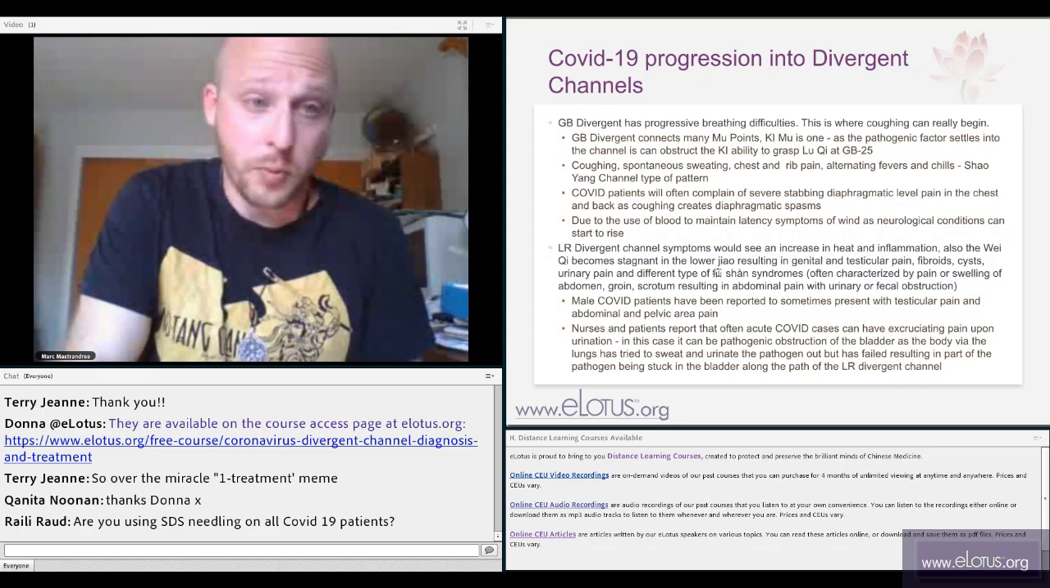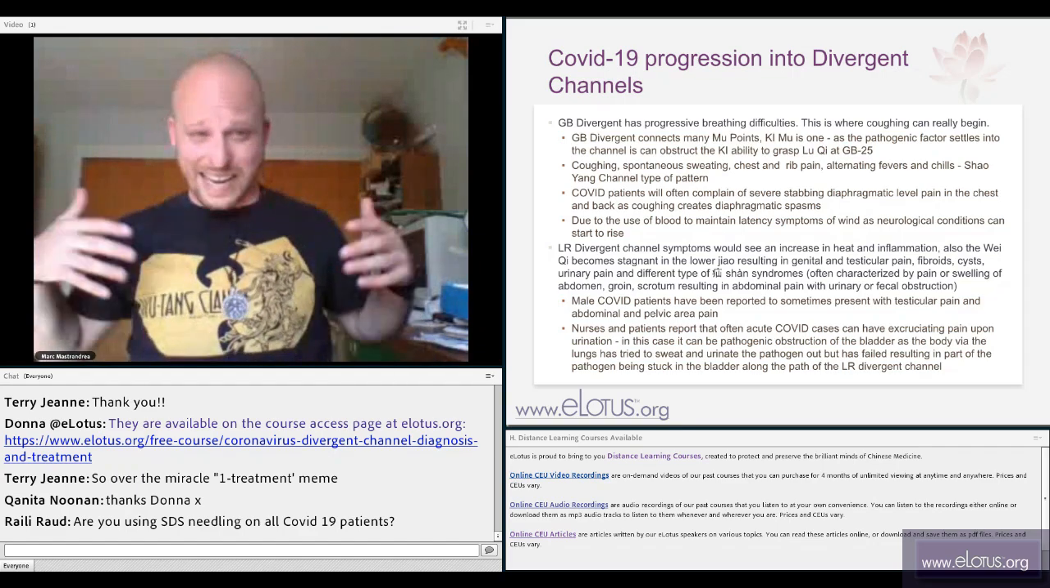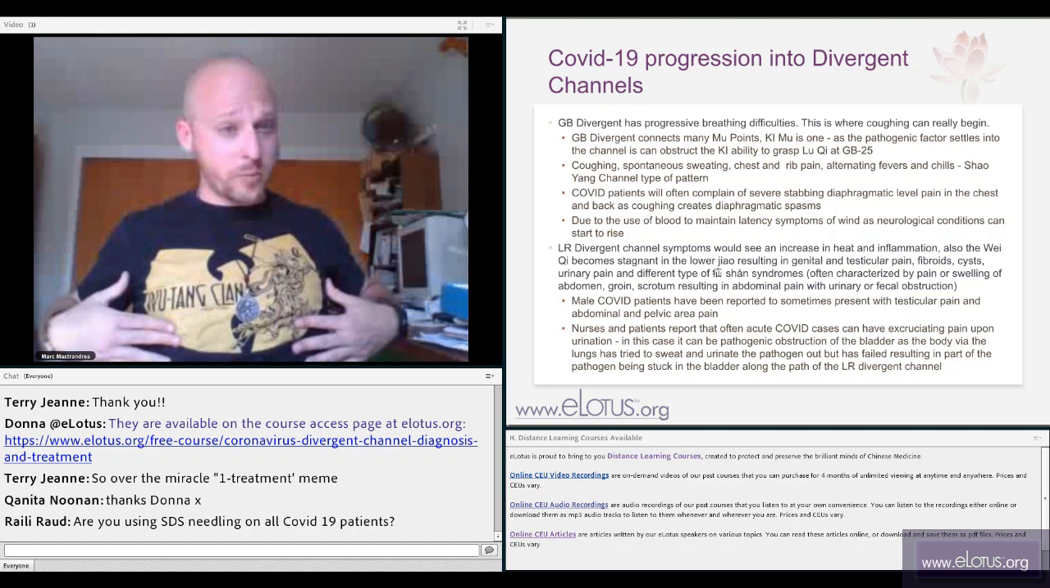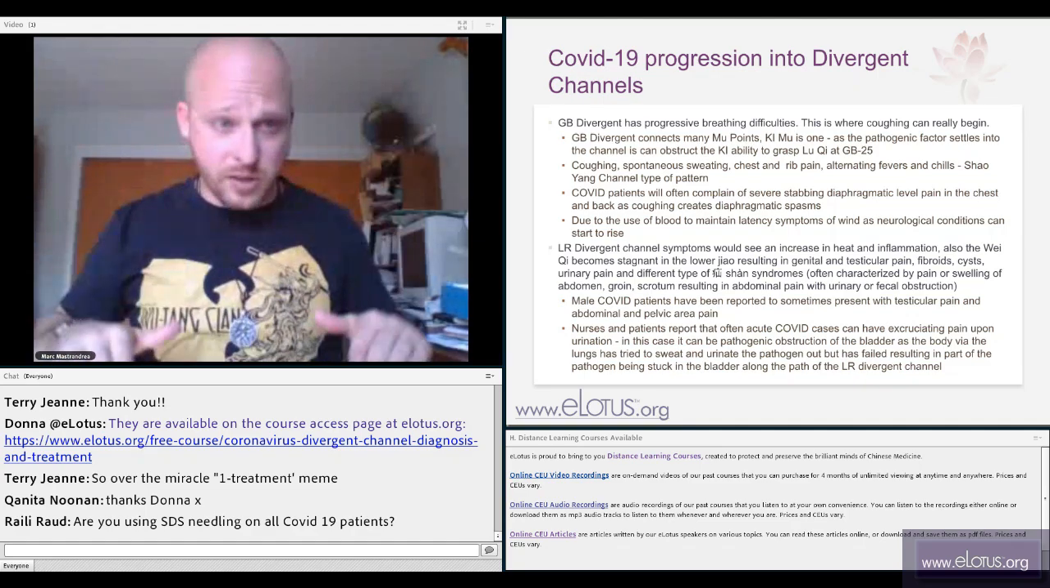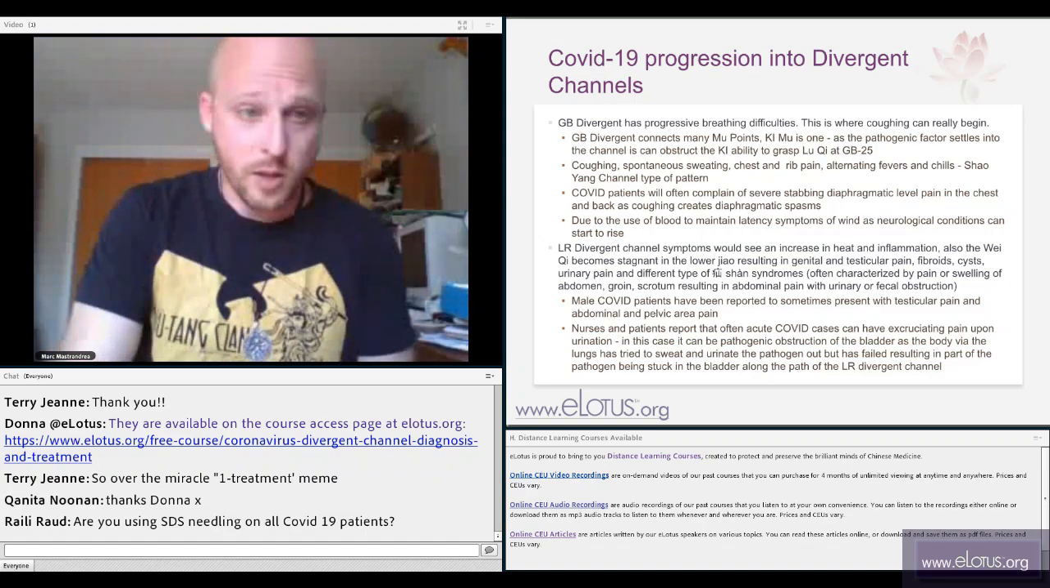Gallbladder connects to many mu points, so it's going to start to affect organs, right? That's how it starts to affect the organ function, because it starts to get in, and the body's trying to hold it in the gallbladder channel, whether it's a primary channel or it moves to divergent, and it hampers the function of the organs via the mu points. It can move into the organs from there, right?